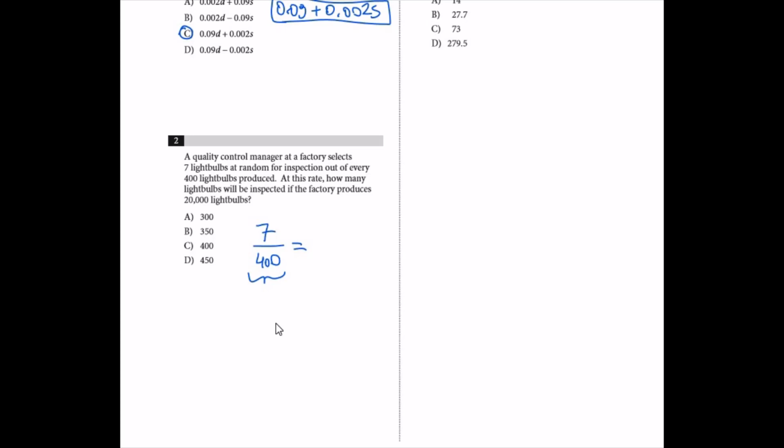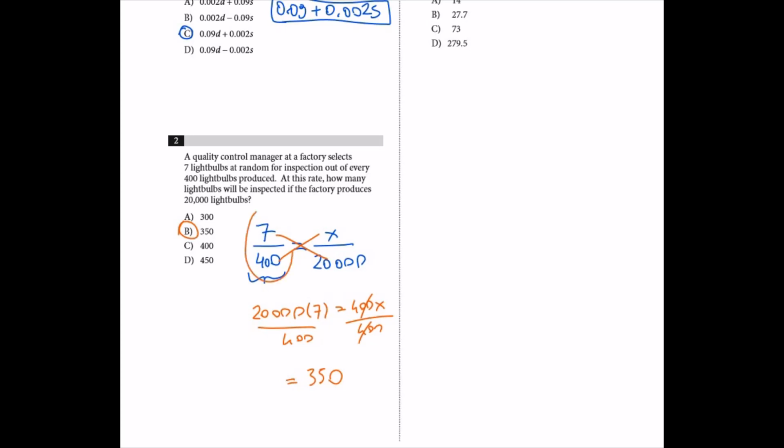Either you can find the ratio and multiply it by 20,000 to find how many light bulbs will be inspected, or you set the ratio 7 out of 400 equal to x over 20,000 and cross multiply. So 20,000 times 7 equals 400 times x. Divide both sides by 400. If you use your calculator, you're going to obtain 350.